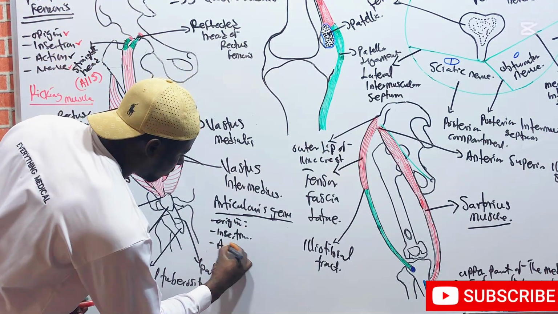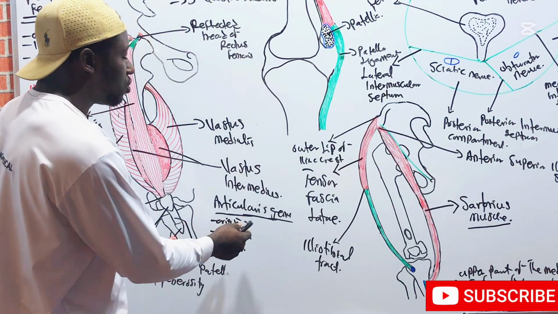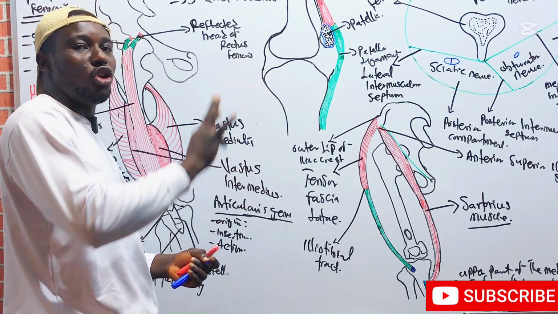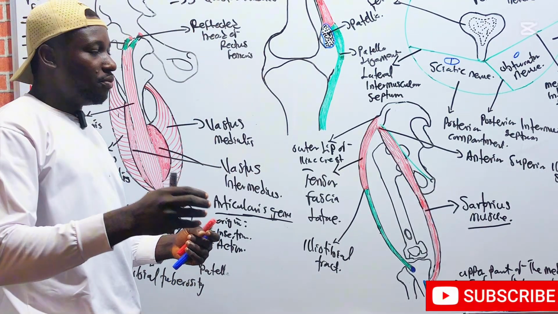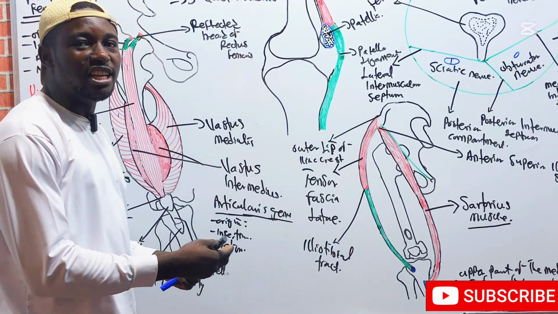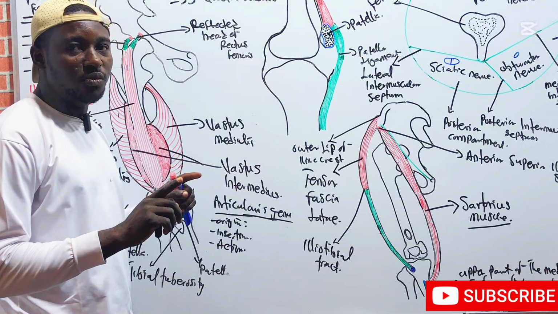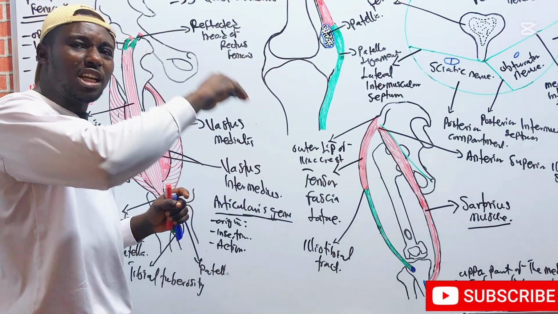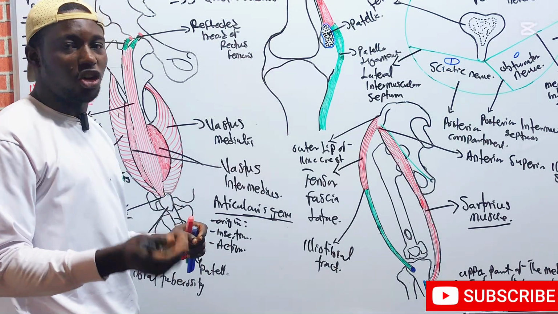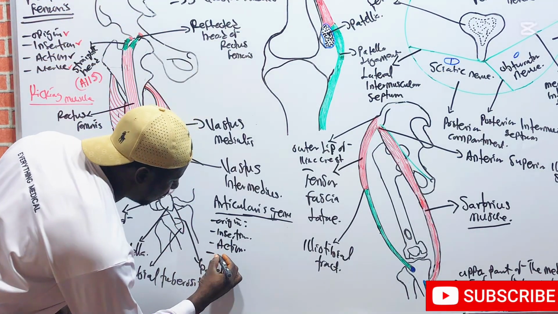Now the action. What is the action of this muscle? This muscle acts to pull the synovial membrane of the knee joint upward in order to prevent it from damage when the knee is extended. That is the primary work of the articularis genu. It pulls the synovial membrane upward to prevent damage or a lesion when the knee is extended.